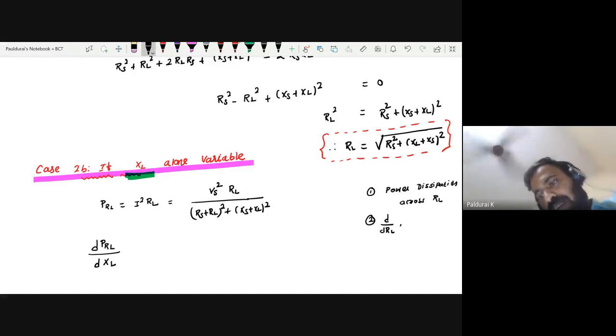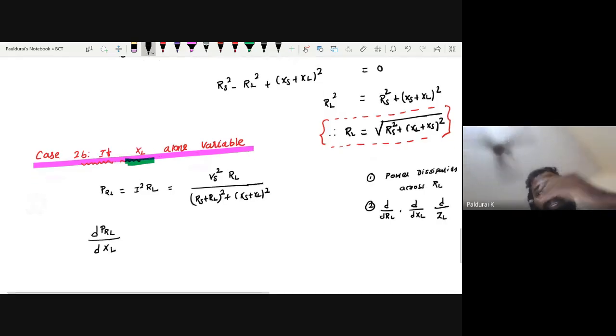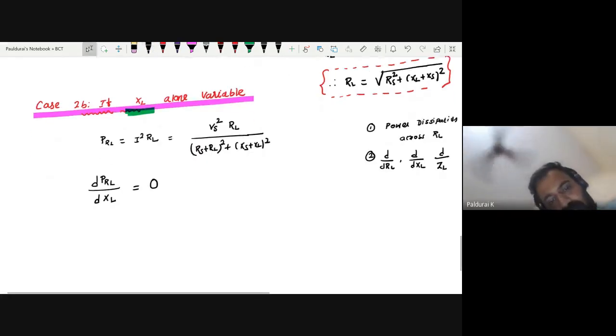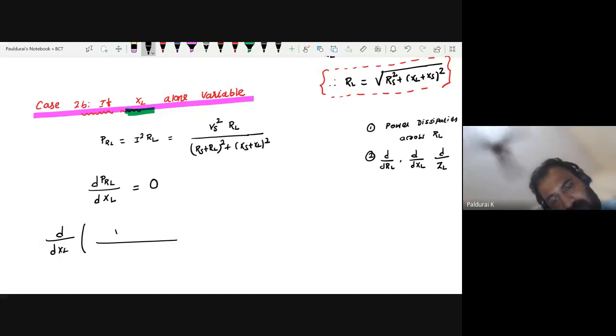Okay, if XL is variable, then we differentiate with respect to XL. The next case is the difference with respect to impedance ZL. Since XL is variable, we take d by dXL of Vs squared RL divided by (Rs plus RL) squared plus XL squared, and set it equal to 0.